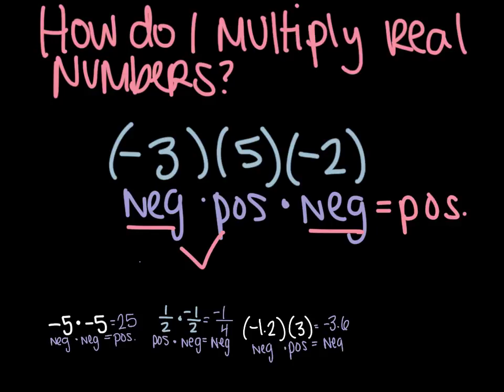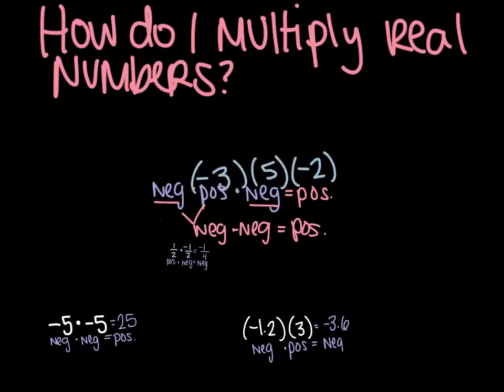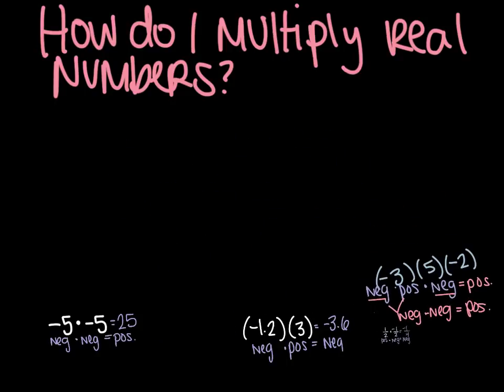A negative times a positive is a negative. And then a negative times a negative makes a positive. Either way, you'll get the same answer. Just so that you're aware of that.